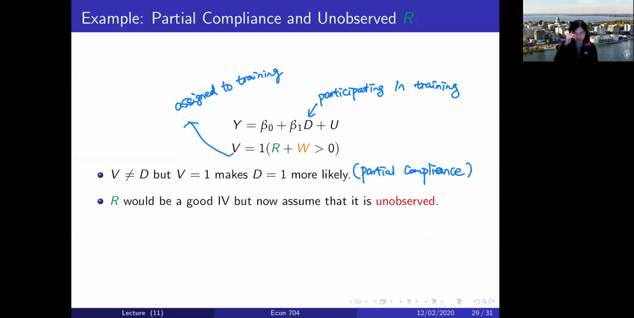We discussed right before introducing conditional exogeneity that R, the computer-generated random number that we use to assign the training program, would be a good IV because R is exogenous and R is relevant for D. However, now let's assume that R is unobserved. If R is unobserved, clearly we cannot use it as an IV. What are we going to do?